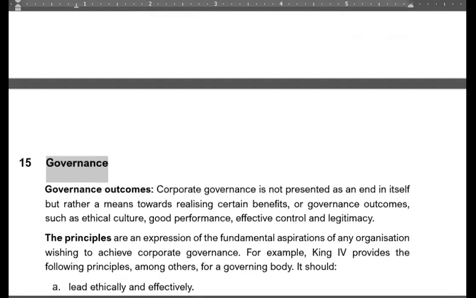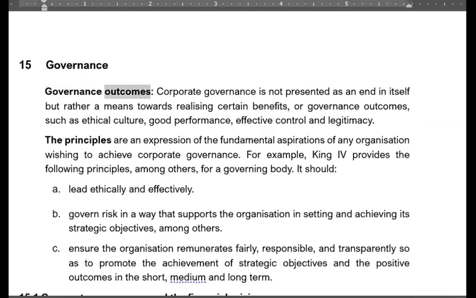15. Governance. Governance outcomes: corporate governance is not presented as an end in itself but rather a means towards realizing certain benefits, or governance outcomes, such as ethical culture, good performance, effective control, and legitimacy.